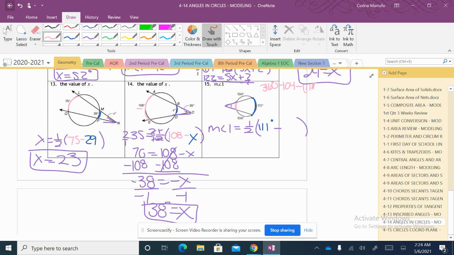Oh, sorry, I made too many ones. Minus the 104. So I'm going to go ahead and put that in my calculator. 360 minus 104 minus another 104 minus a 111. That gives me 41. So that means that one is 41. I'm going to go ahead and put all of that in my calculator. 1/2 times 111 minus 41. That gives me 35 degrees.